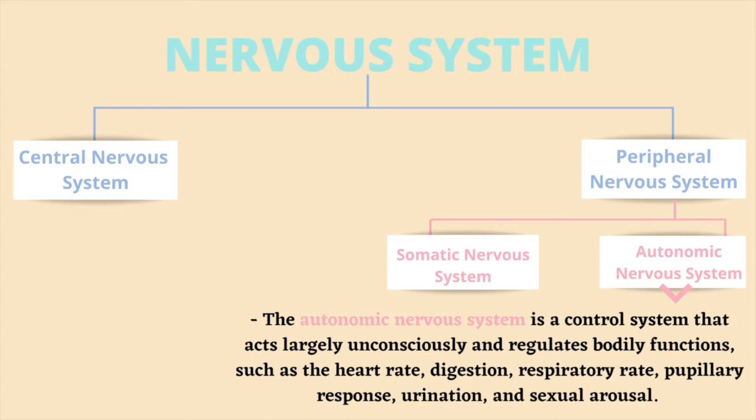As you can notice, the two are very easy to differentiate because the somatic nervous system is more on what we can control, while the autonomic nervous system is something that we cannot control. So we can say that it's involuntary functions, while the somatic nervous system is voluntary functions. So autonomic nervous system, of course, is further divided into two, which are the sympathetic nervous system and the parasympathetic nervous system.